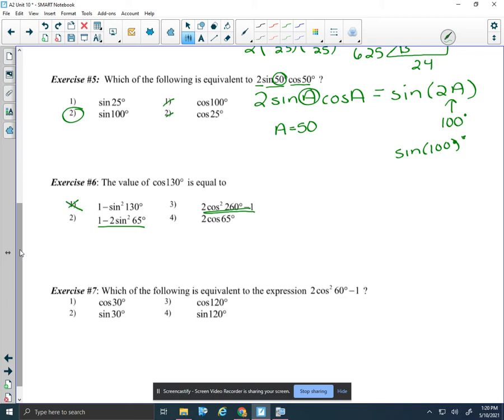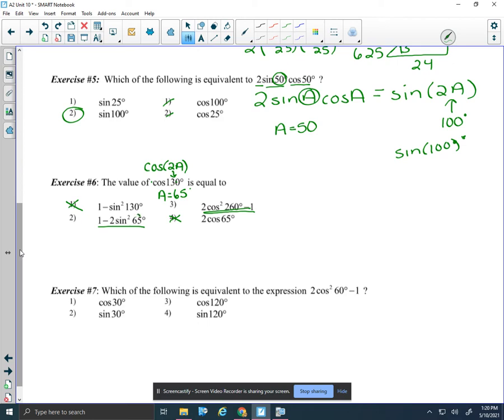Okay, and this, I don't know, that kind of looks like somebody thought they could just cut that in half and then put a 2 in front, which isn't one of the ways things work. So if this is the cosine of 2A form, that means A is half of 130, which is 65.